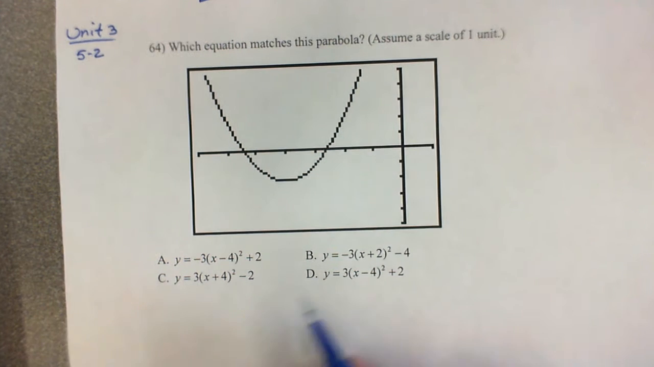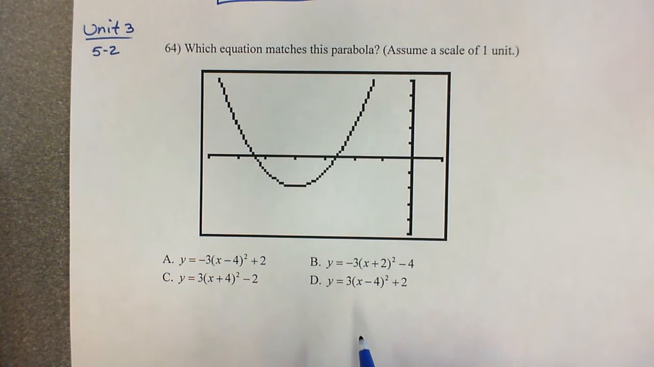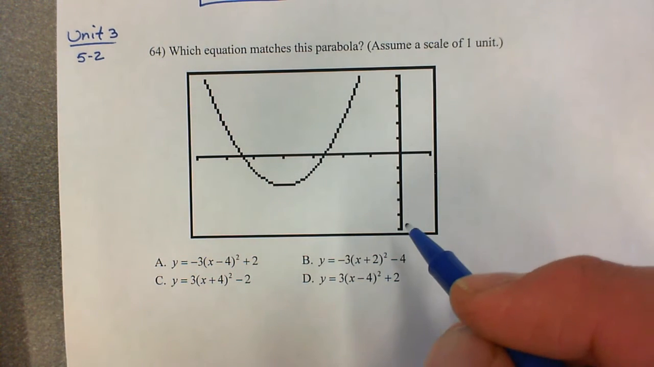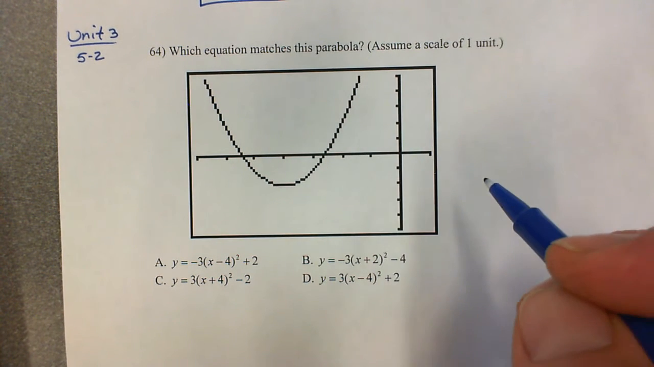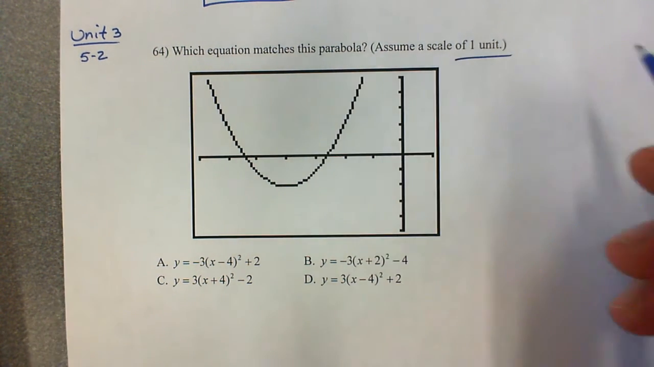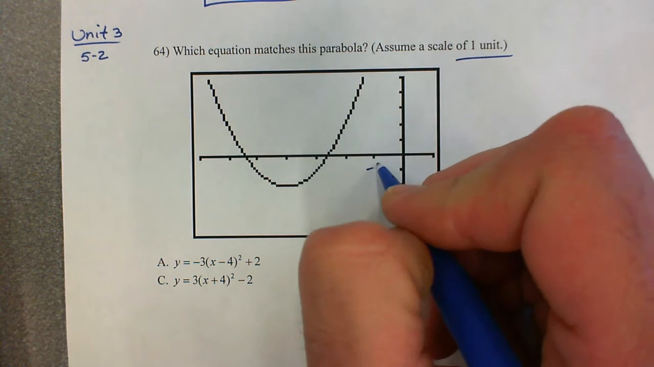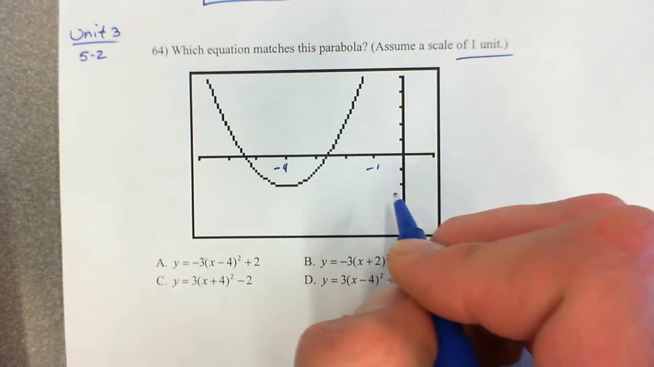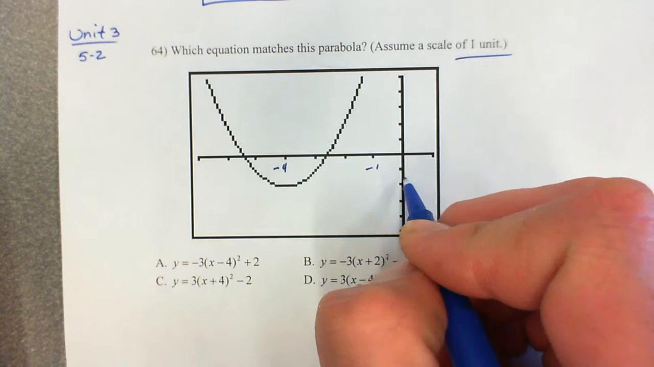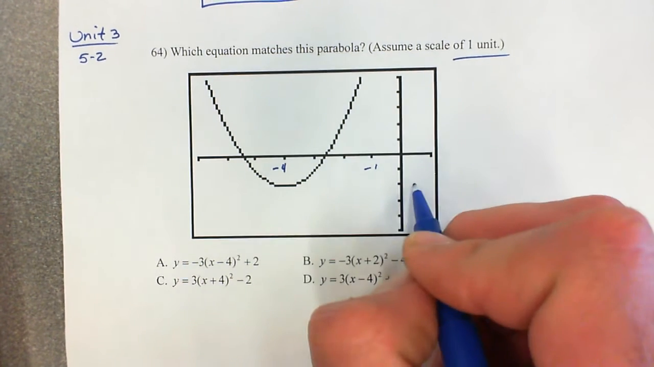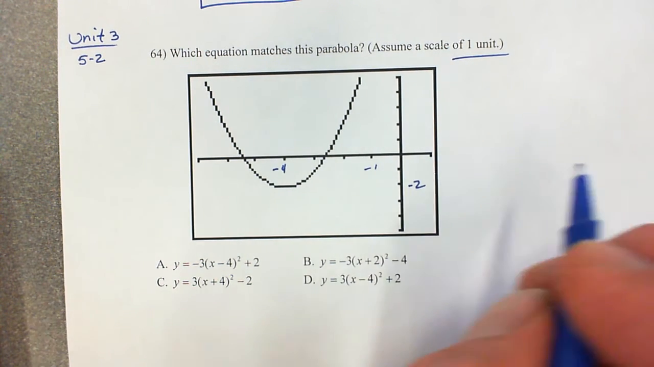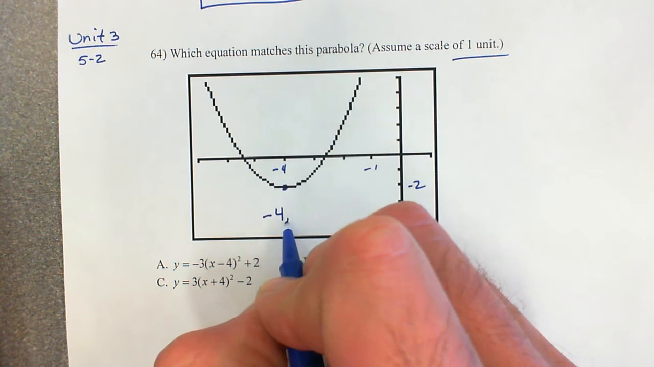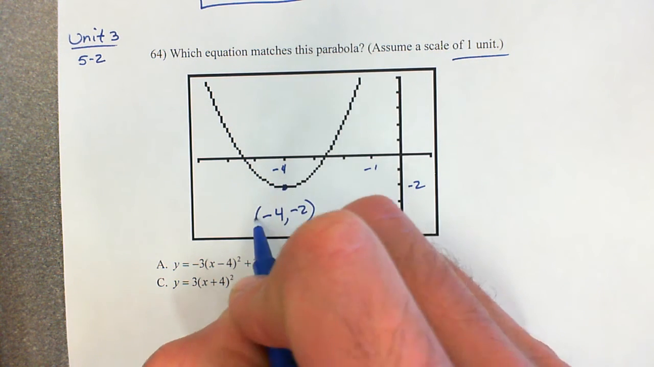So to narrow down your options here, this is already in multiple choice format like it will be on your test. We need to decide, first of all, what the scale is. Scale's 1, so this is -1, 2, 3, 4. So it looks like this is -4 for the x, and then the y looks like it's down here at -2. So it looks like your vertex here is the point -4, -2.